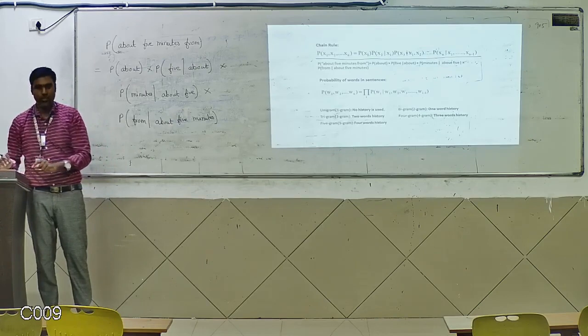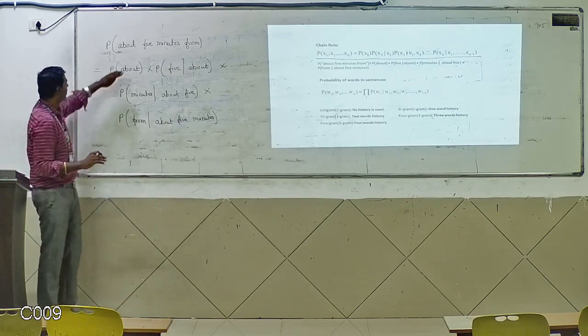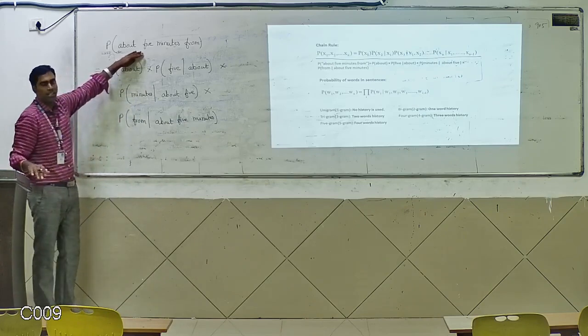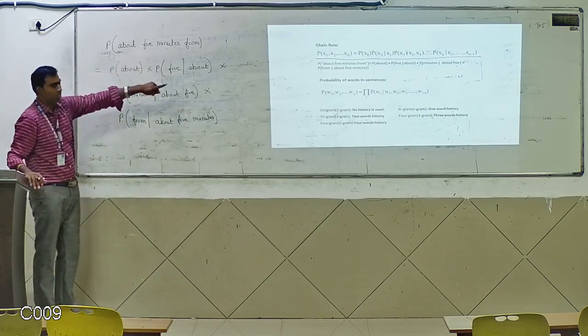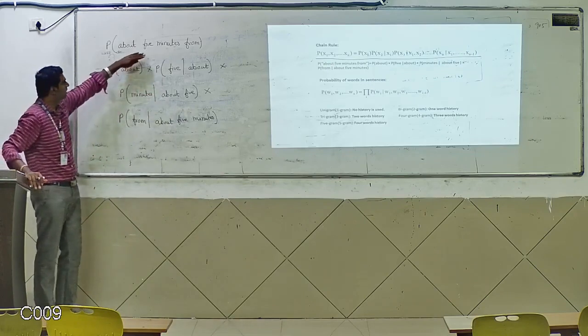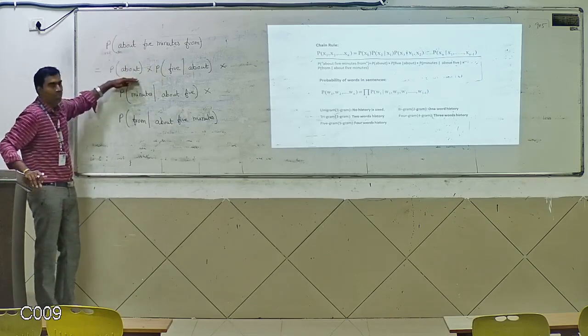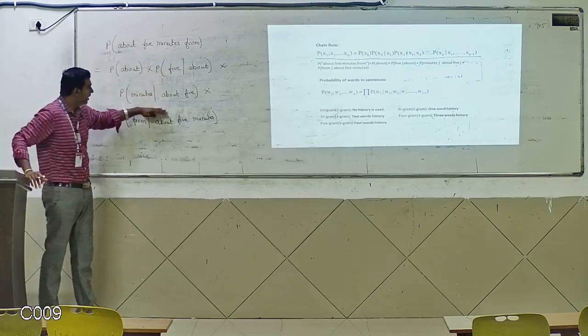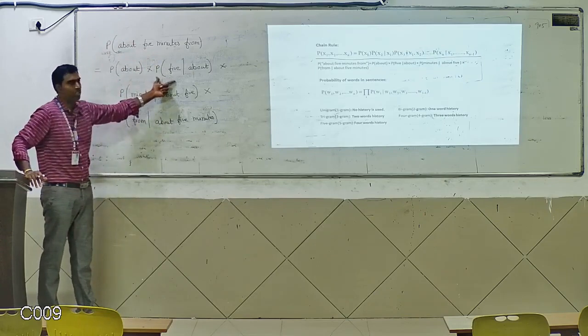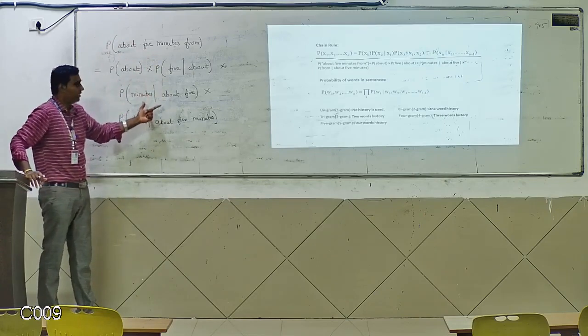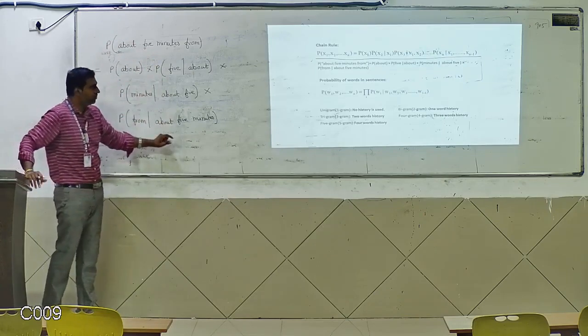So this is a general one. I hope you understood, right? So how to split and write using the chain rule. I hope you understand. So this is the sentence given. In this sentence, using the chain rule, I am splitting and writing into several probabilities. This I hope everybody understood in a better way.